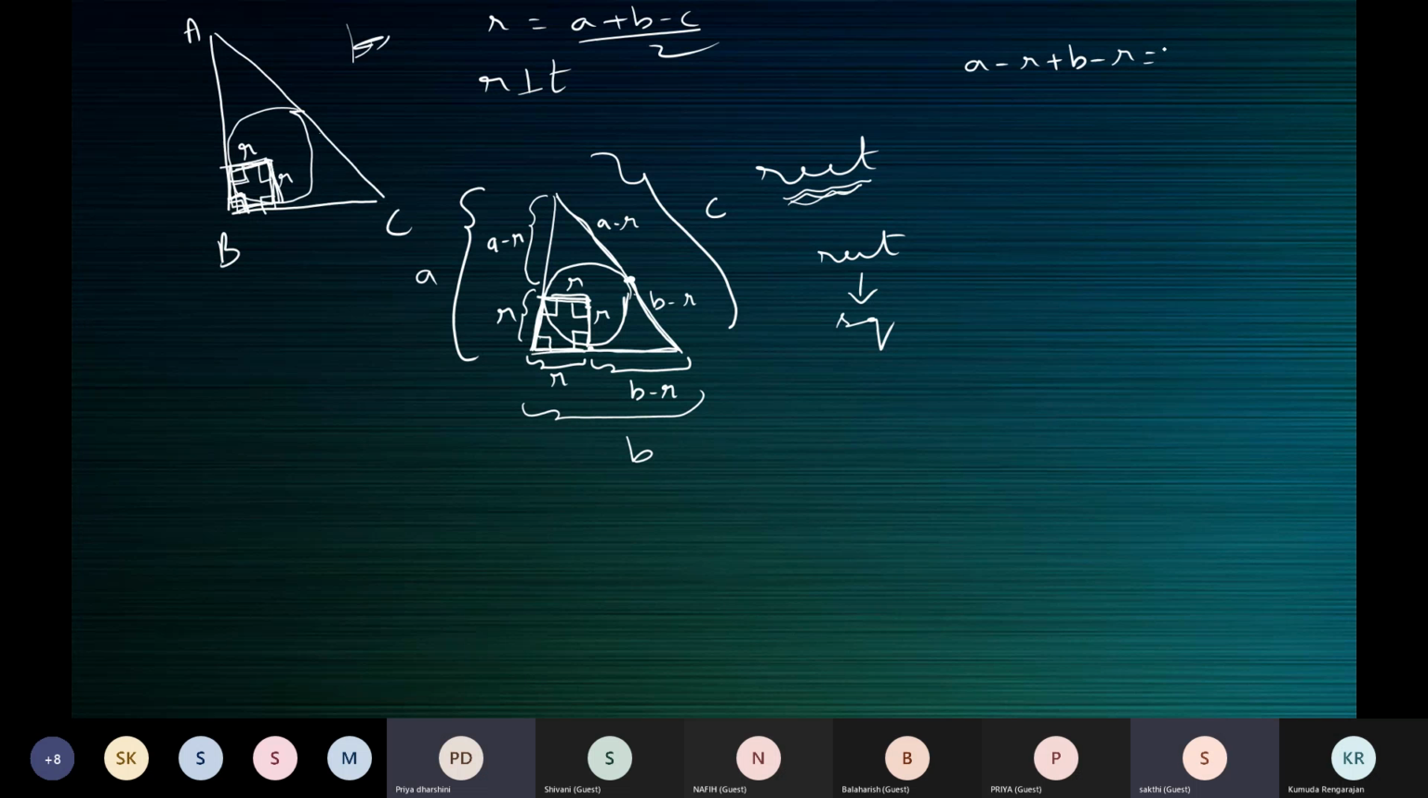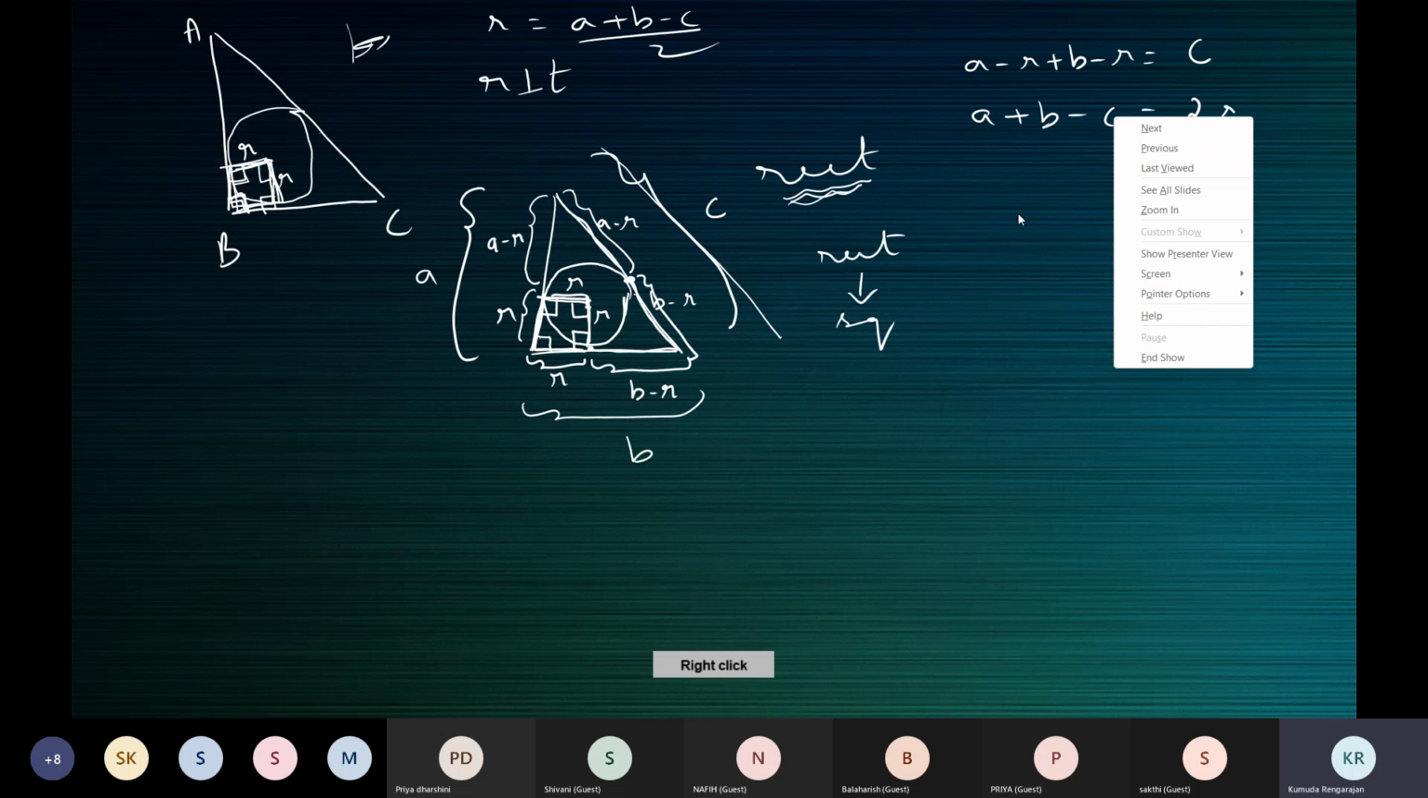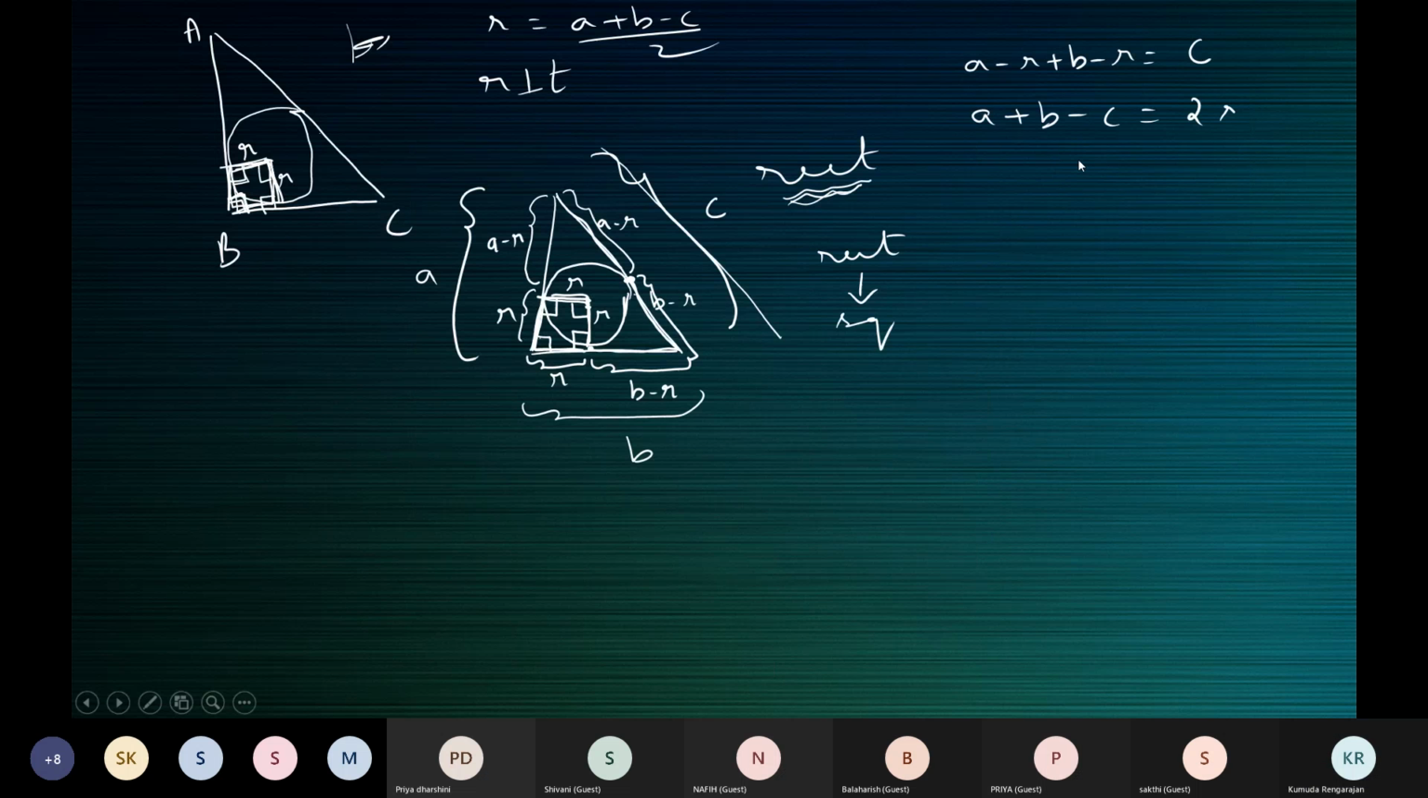C, ma'am. Very good. A minus R plus B minus R is equal to C, because from here to here it is A minus R, and from here to here it is B minus R. So A minus R plus B minus R will be the length of the hypotenuse, which is C. So we have A plus B minus C is equal to 2R, or R is equal to A plus B minus C by 2. This is how the result is derived.